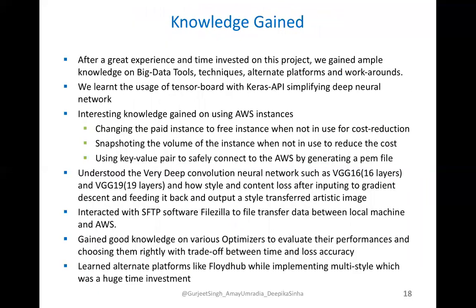So we gained a lot of knowledge in this. We learned about AWS: how to use it, how to change the instances, and how to take snapshots of the volume using key value pairs. We learned about different tools like the Keras API and TensorBoard, and about very deep convolutional neural networks like VGG16 and 19. We also learned about FileZilla, compared different optimizers, and learned about Floyd Hub.